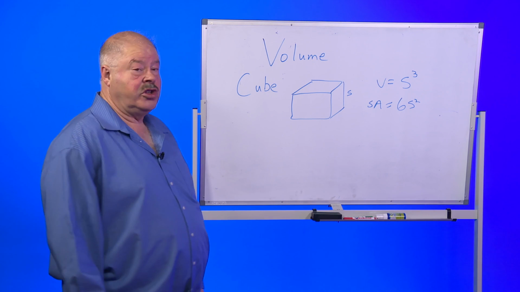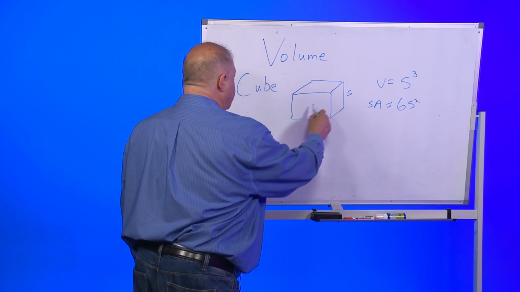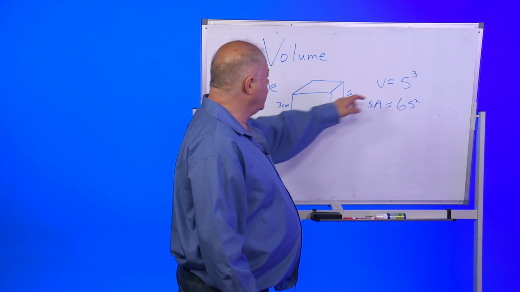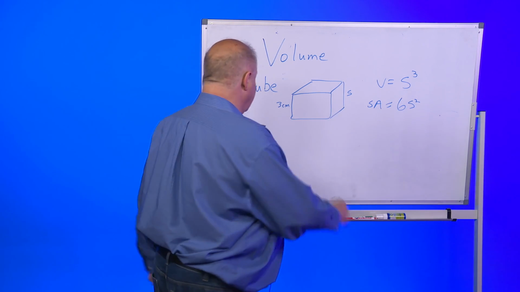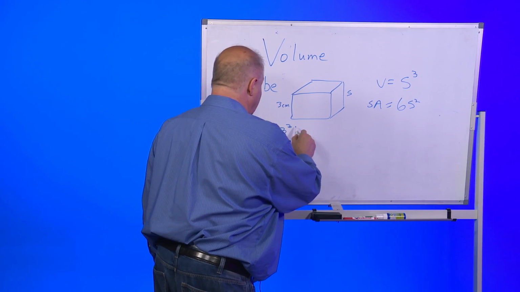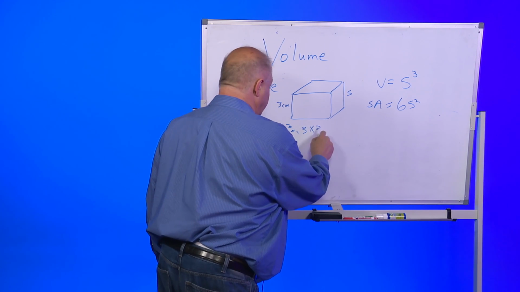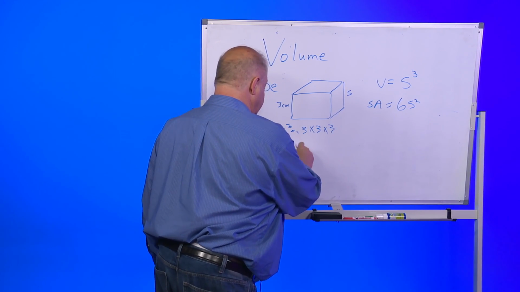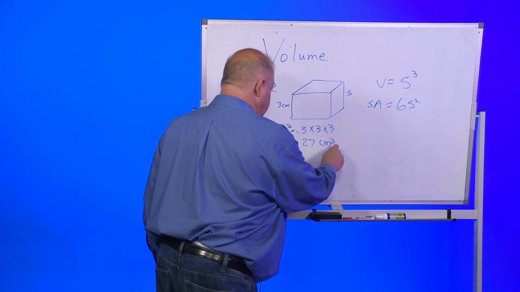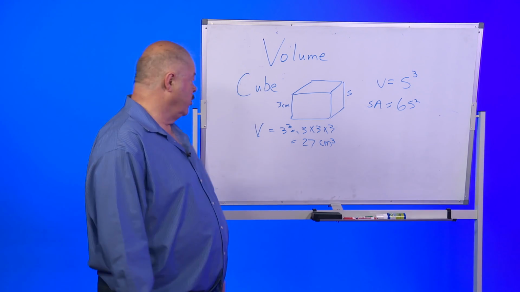the side cubed. And so if this was 3 centimeters, then it's going to be 3 cubed. So the volume will be 3 cubed, which is equal to 3 times 3 times 3, which is 27, and if it's centimeters, cubic centimeters. That would be the volume of the cube.